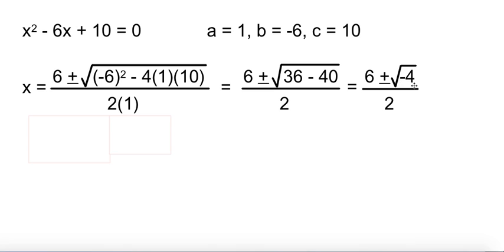36 minus 40 is negative 4. Okay, the square root of negative 4 is 2i. Now here we can't just go 6 plus 2 is 8 because this has an i and this doesn't. But we can divide everybody by 2. So we'll divide everybody by 2, and you get 3 plus or minus i. If you want to write it 3 plus i and 3 minus i, that's okay. To me, that's extra work. But it's up to you.